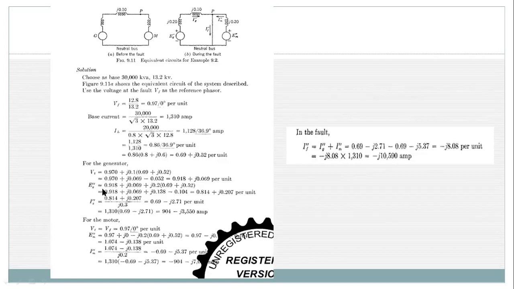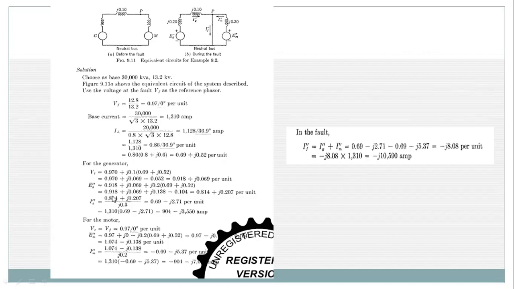So the internal voltage equation is terminal voltage plus internal drop. And the terminal voltage Vt should be the fault voltage plus the external branch drop. So fault voltage is 0.97 per unit, and the external drop means current into external reactance. So current, that is 0.69 plus j0.52, and the reactance of external branch is j0.1. So if we calculate this, we can find out the terminal voltage of the generator.